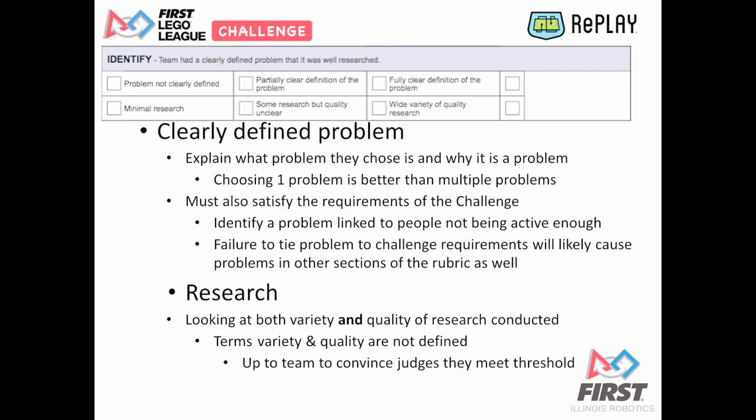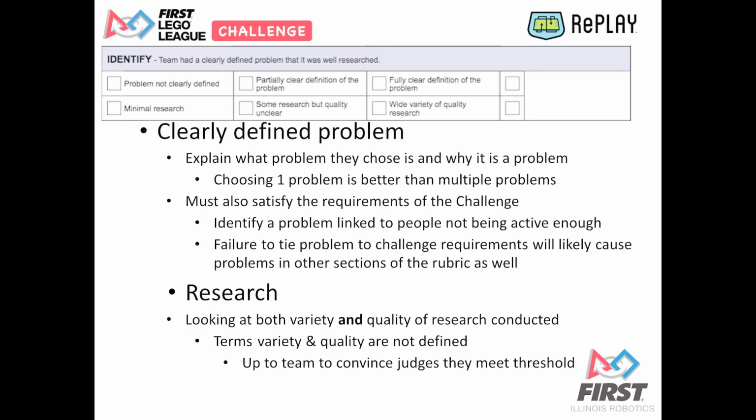This especially is important for teams. There are some problems which could be related to people not being active enough, but could also be caused by another such issue. So again, you want to make sure you're tying it specifically to people not being active enough.